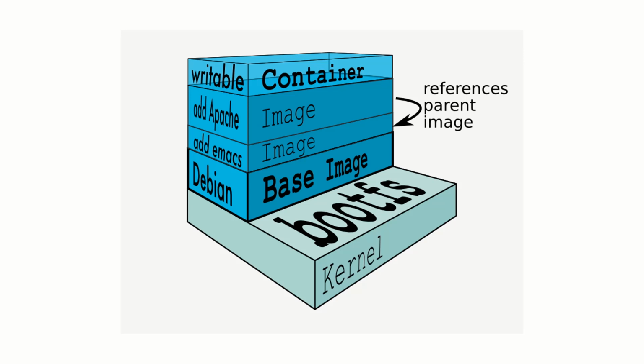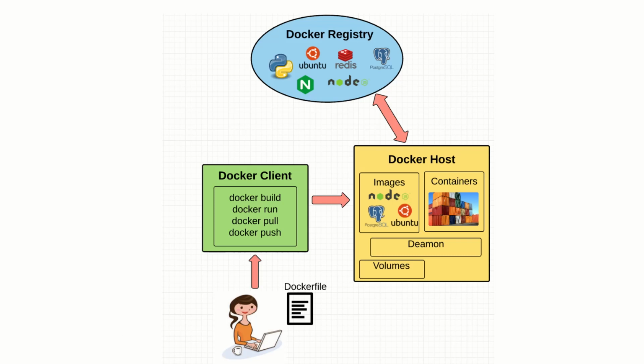Inside that we'll have an OS, we'll have a kernel, and in that we'll have a boot file system. We'll check the base image of Debian, then add the Apache image, and then the writable container, like that will be followed. So, Docker registry.